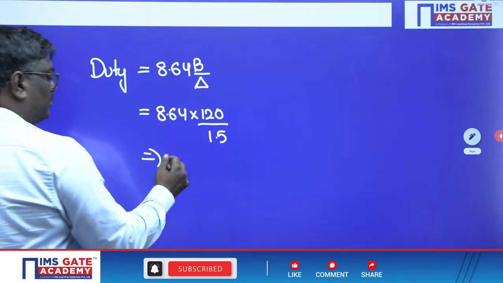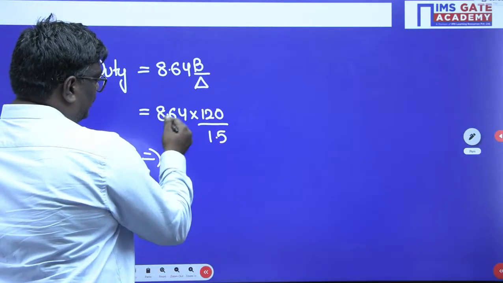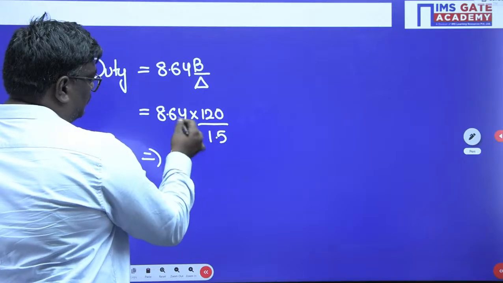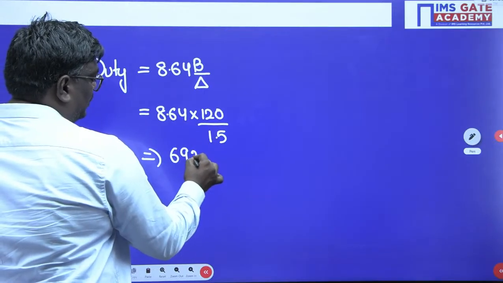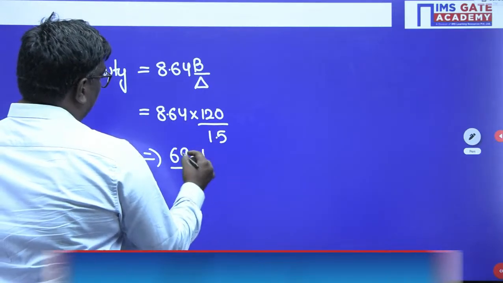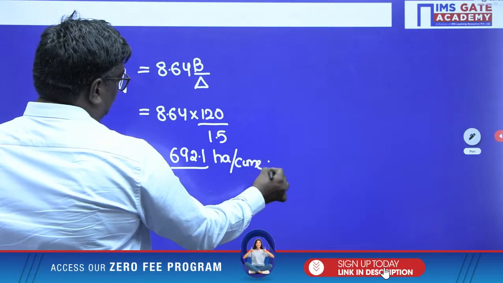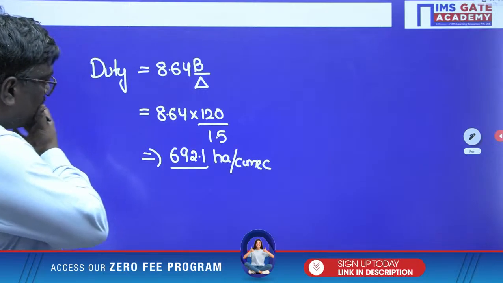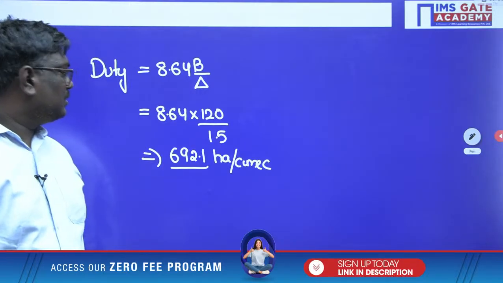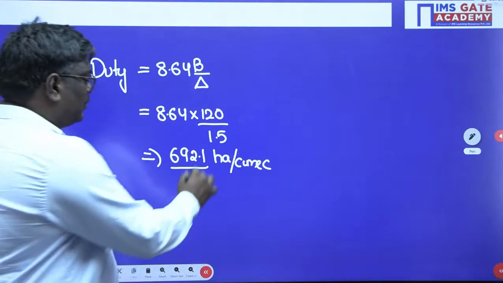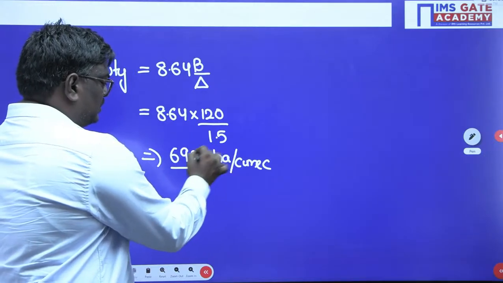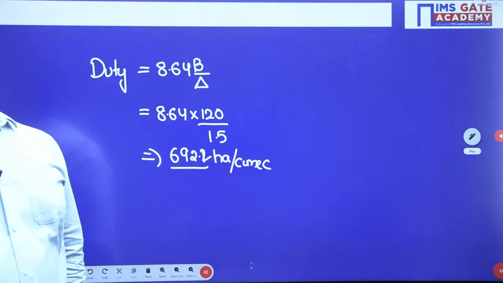480, 48, 88, 640, 48, 692.1 hectare per cumec. 3.2 or 692.2 hectare per cumec. Any doubts in this, students?